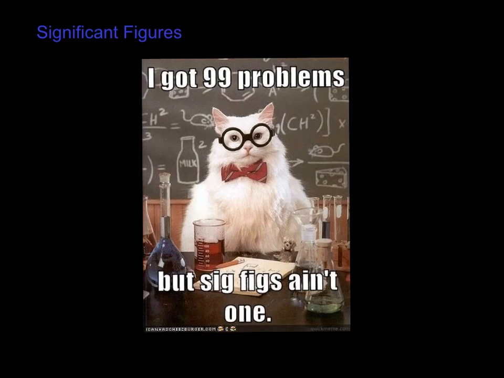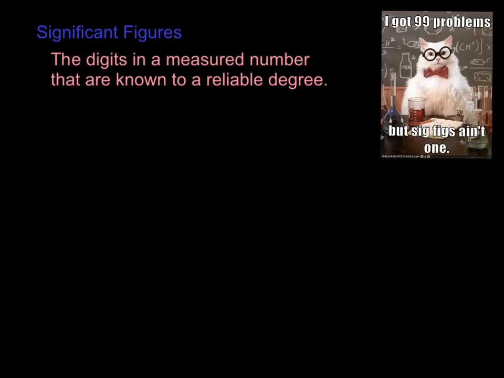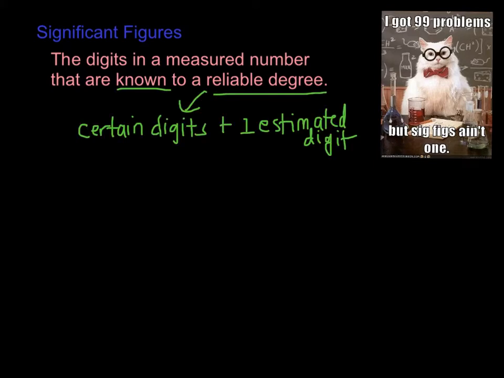In this tutorial, we're going to talk about significant figures, which sounds so exciting, I know, and it is. So what the heck is a sig fig? A sig fig is a digit or the digits in a measured number that you know to a reliable degree. Hopefully you have watched the video on measurements and you know how to make an appropriate measurement, because when I say that you know these digits to a reliable degree, what I really mean by that is that they are the certain digits and the one estimated digit in a measurement.